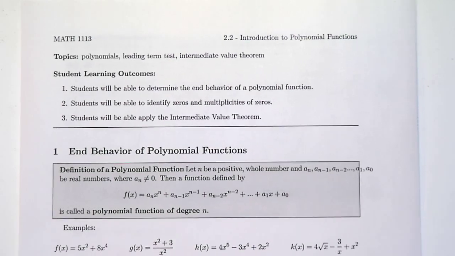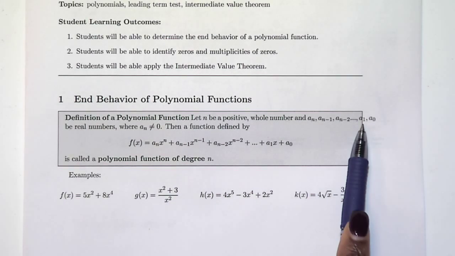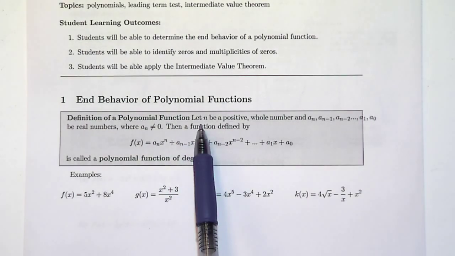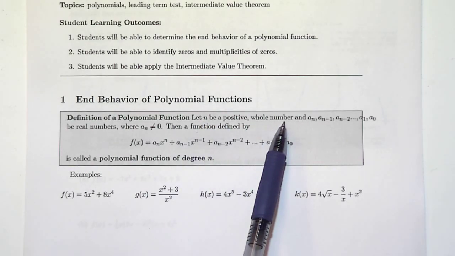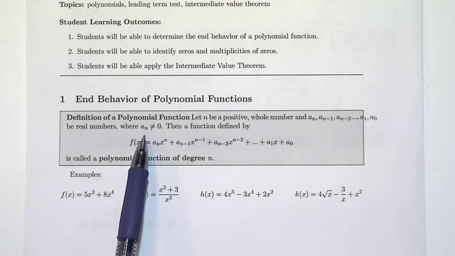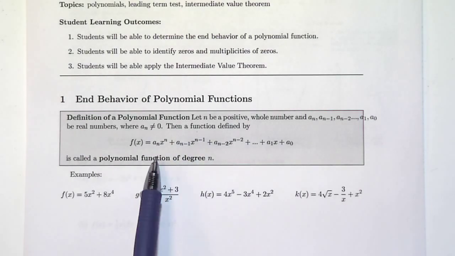Okay, so let's talk about the end behavior of polynomials, and to do that, we're going to start talking about actual graphs, so the polynomials themselves. So here's the definition. I didn't realize I ran out of space here, but for a polynomial function, we use the letter n to represent the number in the exponent. So n is a positive whole number, and there's a sequence of coefficients. They're real numbers where a sub n is not equal to 0, and it's a function defined this way.